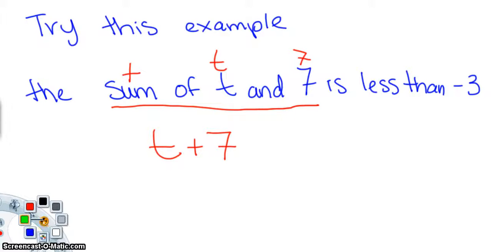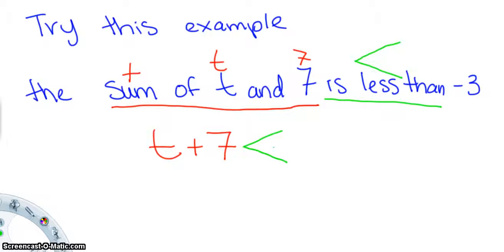And then we're looking at is less than. Is less than means we're going to have a symbol that goes in this direction. This stuff is less than -3. So we put less than in, and then the last part we have is -3. And it's all by itself, so we just say -3.